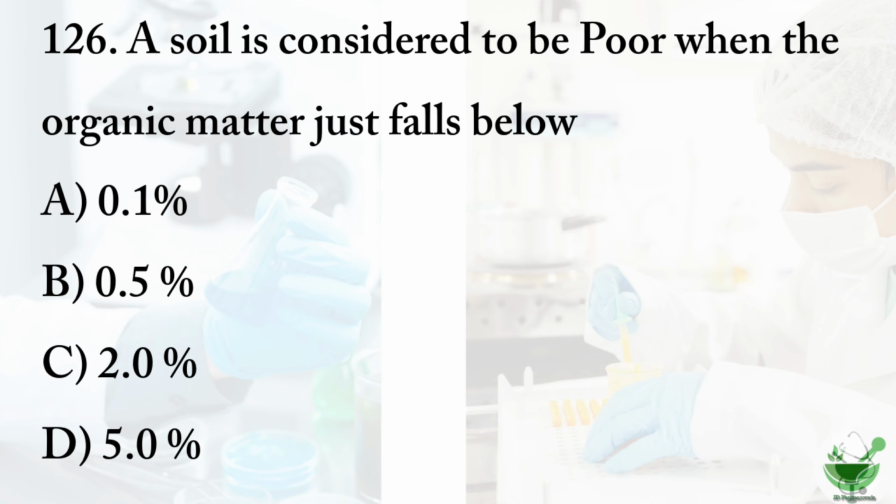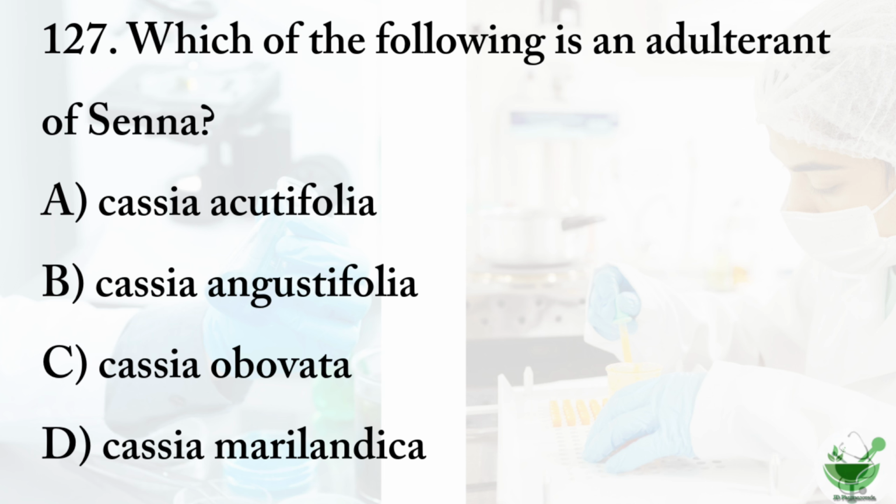Then question number 126. A soil is considered to be poor when the organic matter just falls below. Option A 0.1%, option B 0.5%, option C 2.0%, option D 5%. The correct option is option B, 0.5%.